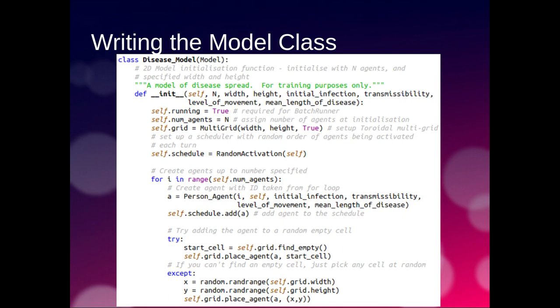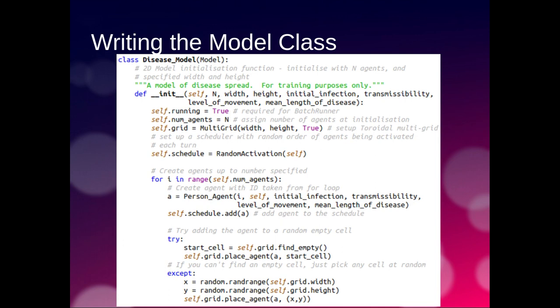So here's our constructor. The things we're going to need to pass into the constructor as well as itself is n. n represents the number of agents in the model. We're going to need to specify a width and height of the model in terms of the number of cells, how many cells wide, how many cells high. The initial infection, which is the probability that agents are infected at the start of the model. The transmissibility, the probability that an agent passes on their infection to another agent. The level of movement, which remember is the probability that any agent moves within each time step of the model, and the mean length of disease, as we've discussed before.